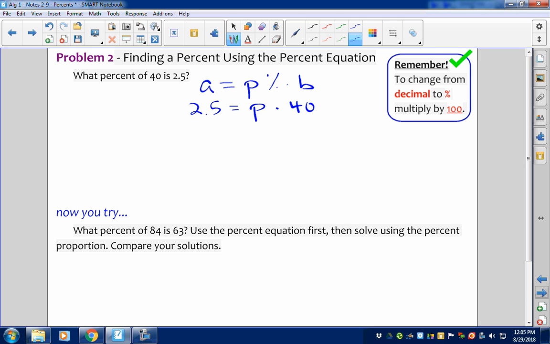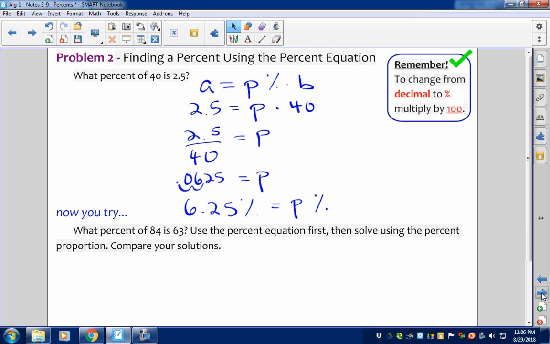So if this were a one-step algebra equation, which it is, what would you do to solve for P? Divide. So P is going to be equal to whatever 2.5 divided by 40 is. And so it's just like what we did with the quiz. When you're trying to find the percent, you take the part and you divide it by the total. And that'll give you your percent. On this one, what do you get? Okay, so it ends up being 0.0625. And then when I move the decimal 2 places over, I get 6.25% is what my P percent is.